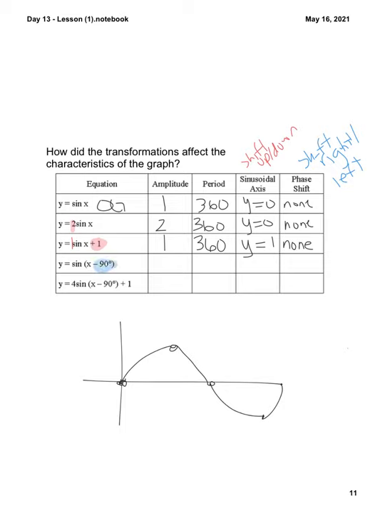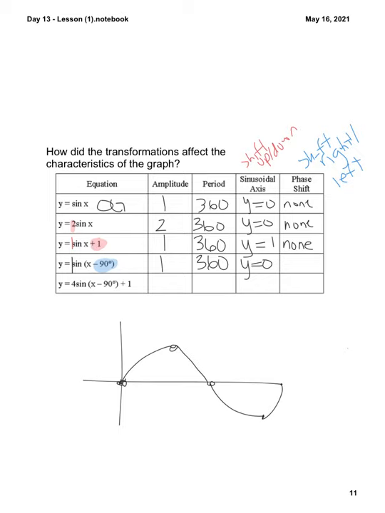Next one, we have this minus 90. Again, we've talked about this. There's a 1 in front, so our amplitude's still 1. Period is always 360. There's no shift up or down in this one, so there's no number at the end. So this is going to be my original y equals 0.